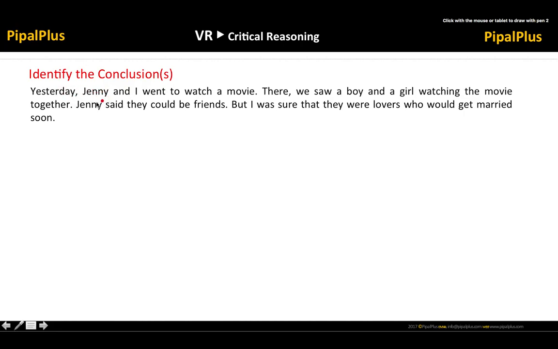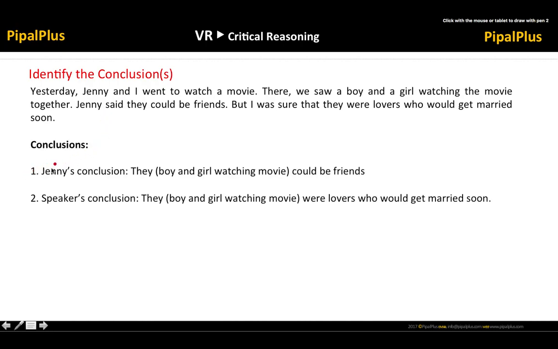If you notice here, there are two different people drawing two different conclusions. The first conclusion is drawn by Jenny, right? Jenny says they could be friends. They means the boy and the girl who are watching the movie. And the speaker concludes that they were lovers who would get married soon, right? So is it clear that these two people have derived two different conclusions?